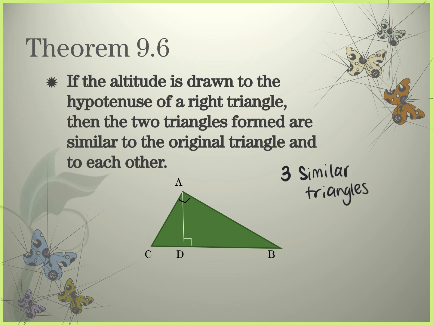There's that original one, the entire green one, right? The whole thing. There's that smaller triangle on the left, and there's that medium-sized triangle on the right. Now, your job is going to be to identify what the three triangles are and figure out which angles and which sides are corresponding, okay?